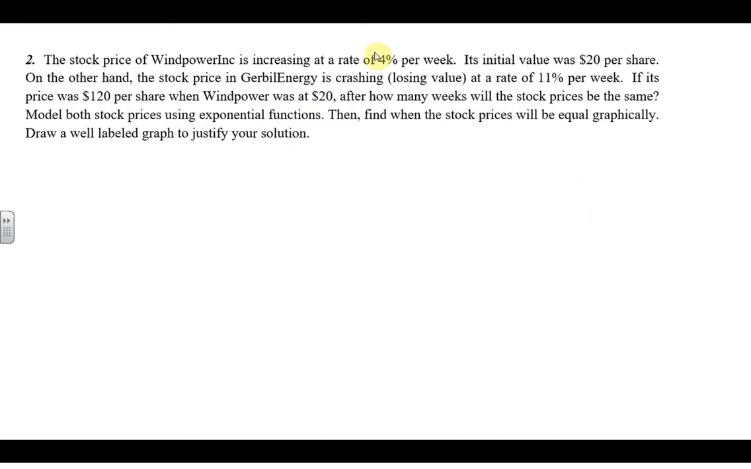Word problems. Don't get scared because there's a lot of words in this, but here we go. The stock price of Wind Power Incorporated is increasing at a rate of 4% per week. That's important. Its initial value was $20 per share. On the other hand, the stock price of Gerbil Energy is losing value at a rate of 11% per week. If its price was $120 per share when Wind Power was $20, after how many weeks will the stock prices be the same? Model them with an equation and then find where they graphically are equal.